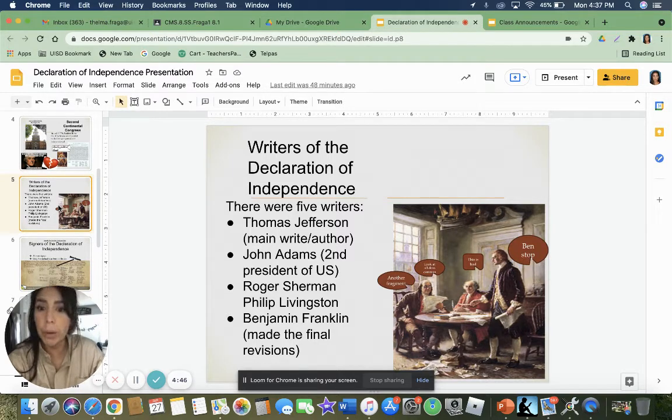We've seen Benjamin Franklin during the French and Indian War. Remember, he came out with the Albany Plan of Union. He was the one that told the colonists, we are either going to join or die at the hands of the French. And so that Albany Plan of Union was used to unite the colonists. Benjamin Franklin, for the Declaration of Independence, will make the final revisions.